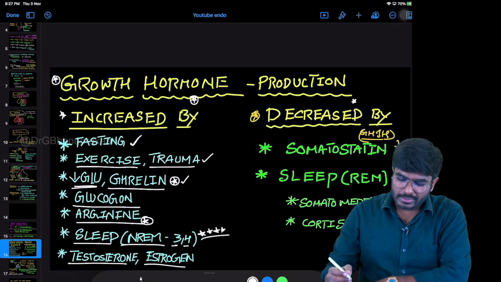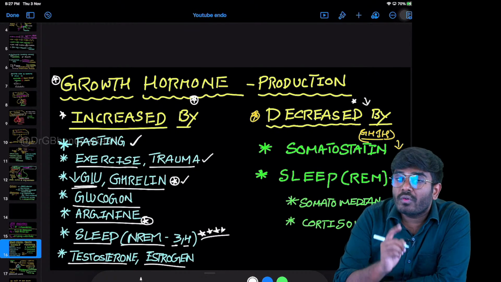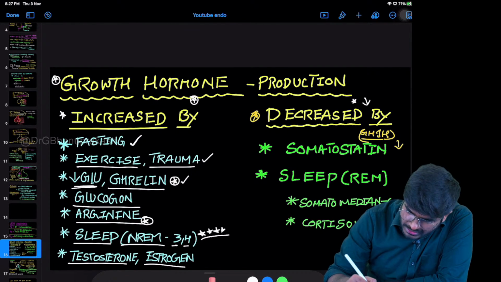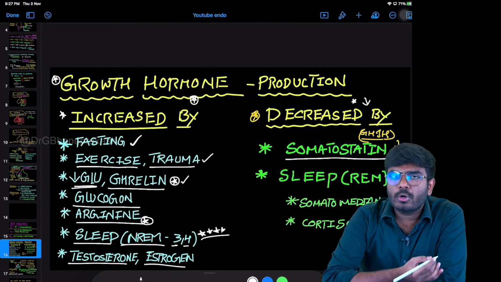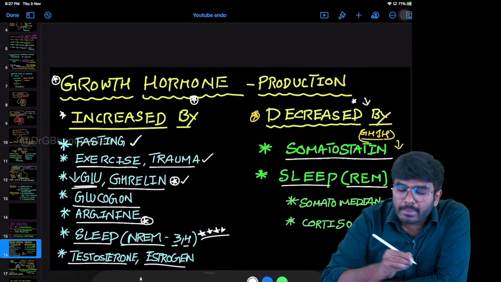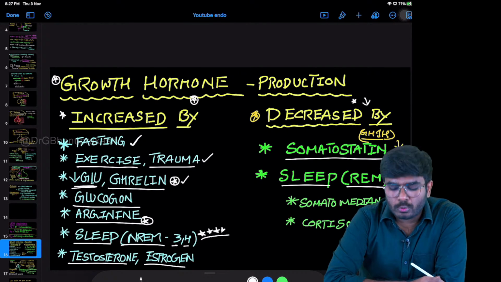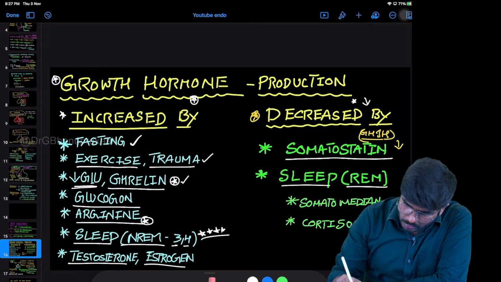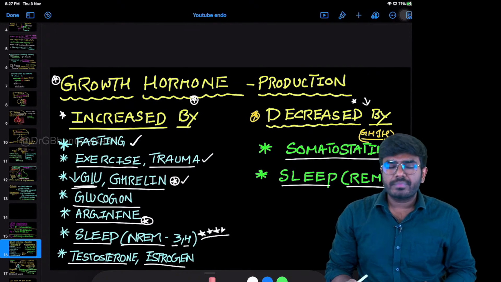Simple. Okay. But now growth hormone is decreased by, we all know one thing, somatostatin. Somatostatin is also called the growth hormone inhibitory hormone, and it decreases growth hormone levels. Along with that, I have already explained to you, sir, during REM sleep, growth hormone levels are going to come down. Just know these two things, which are enough for your exams.